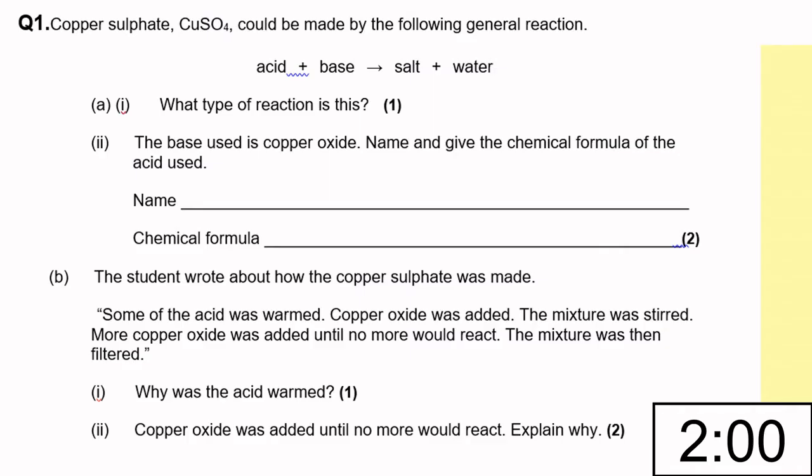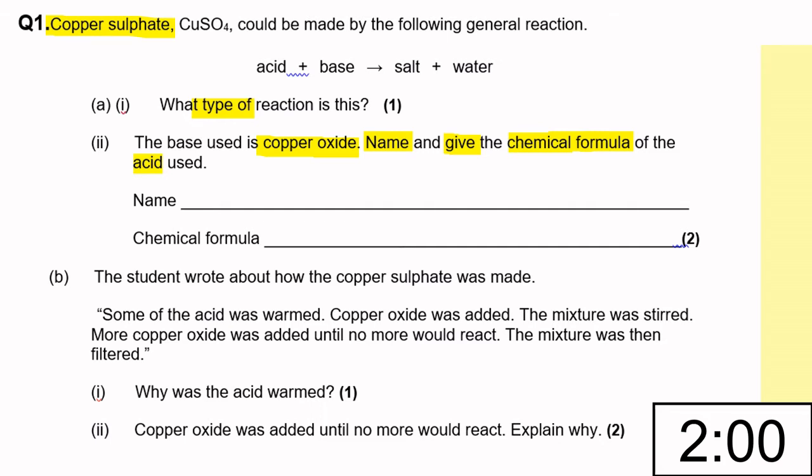So let's have a look at an exam style question on this. Copper sulfate can be made by the following general reaction. What type of reaction is that? The base used is copper oxide. They want you to give the name and chemical formula of the acid used.